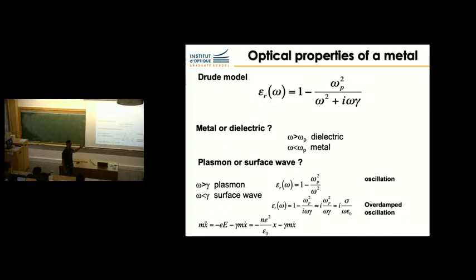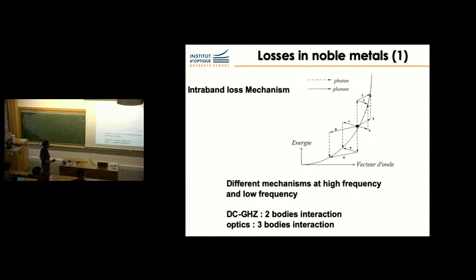So in particular, if you know the temperature variation of this guy at DC, you know nothing about the temperature variation of the losses in the optical regime. Okay, I want to emphasize the fact that this formula is very misleading. So that's what the physical mechanisms in optics are.